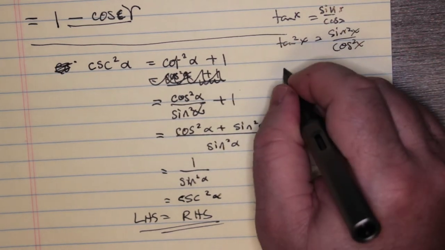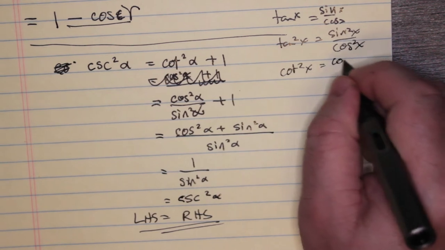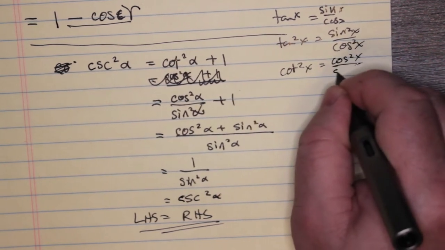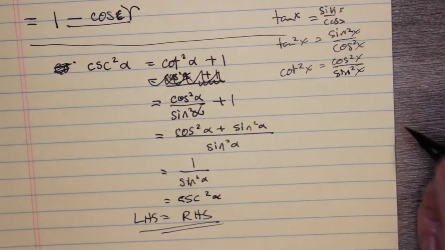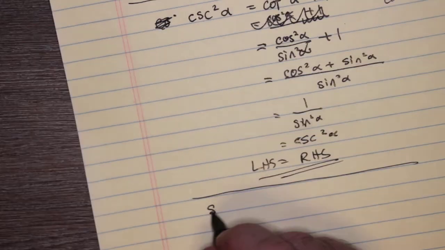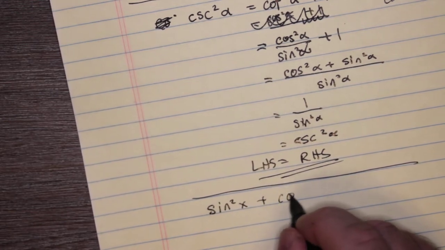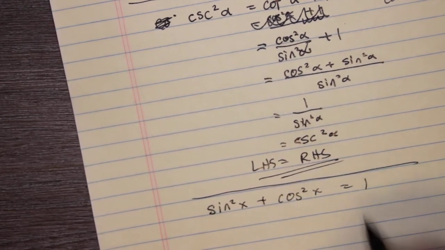Well, if we have cotan squared x, that's cos squared x over sine squared x. It's the other way around. That's why I was able to do this with alpha. Sine squared x plus cos squared x equals 1. This is the Pythagorean identity.